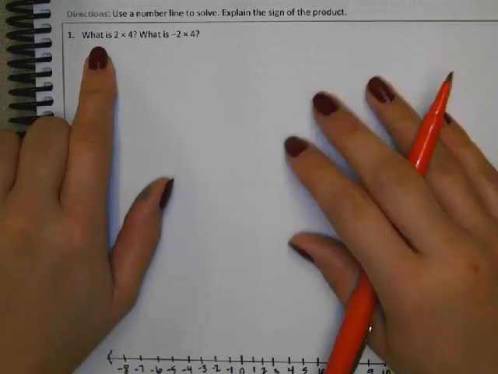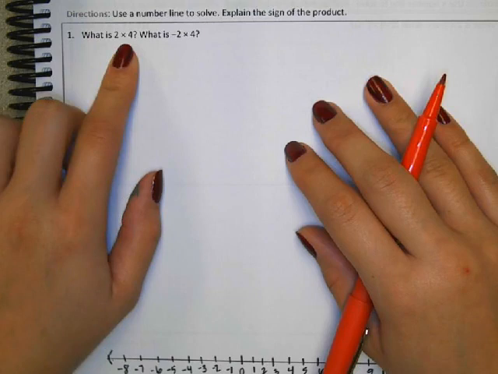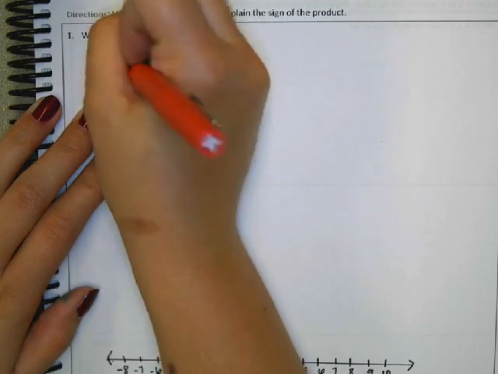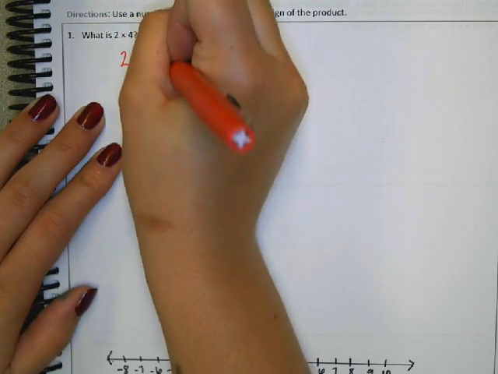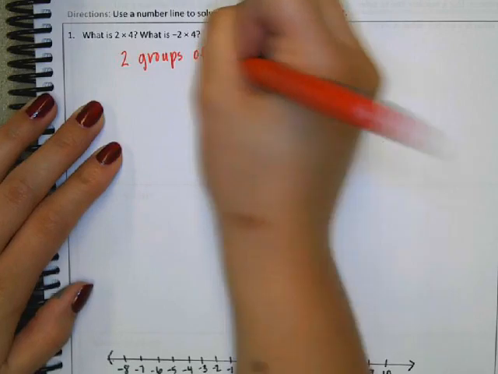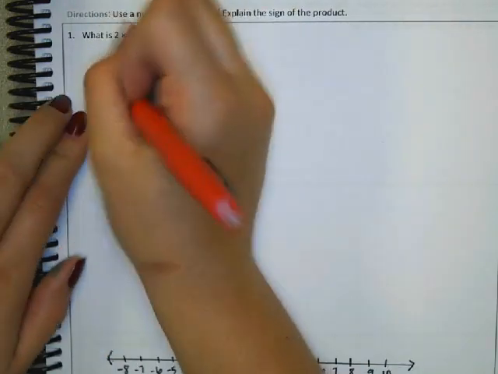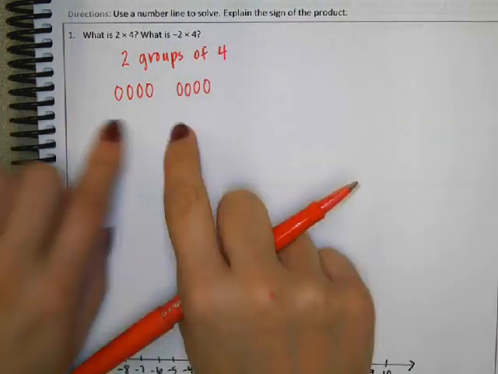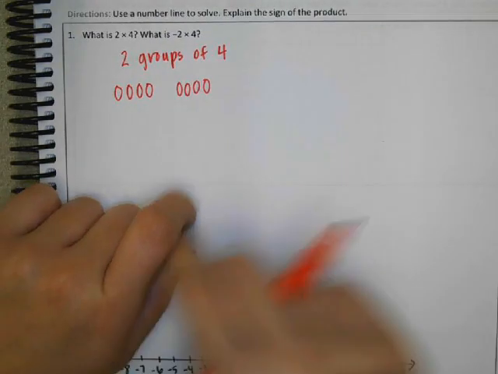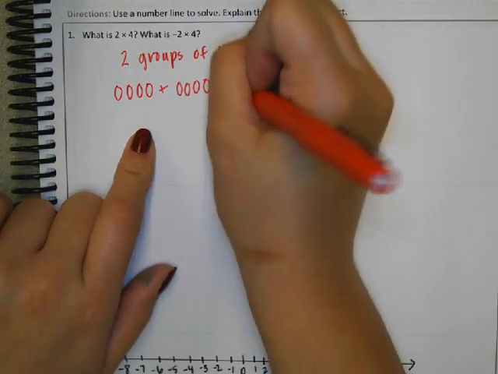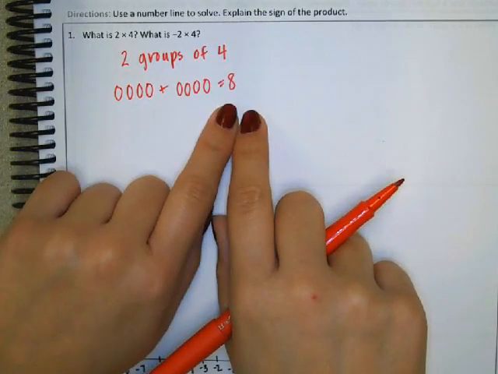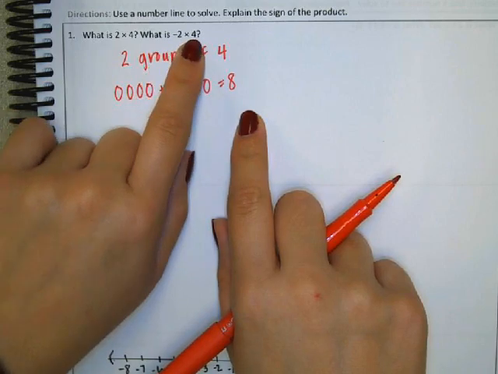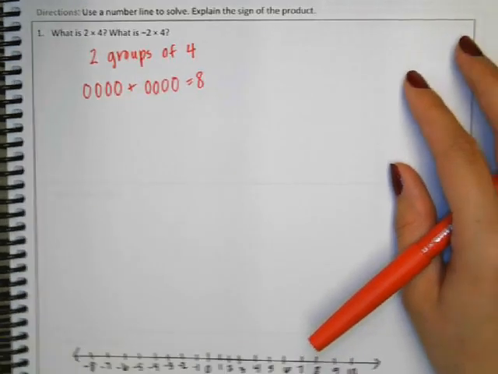So it's asking about 2 times 4. So we know that this means 2 groups of 4. So I can write that 2 groups of 4. So really this looks like 1, 2, 3, 4, 1, 2, 3, 4, and then you count how many circles you have all together, right? All together we have 8, and we know 2 times 4 equals 8. But now I have what is -2 times 4. So that's where these rules are going to come in handy.